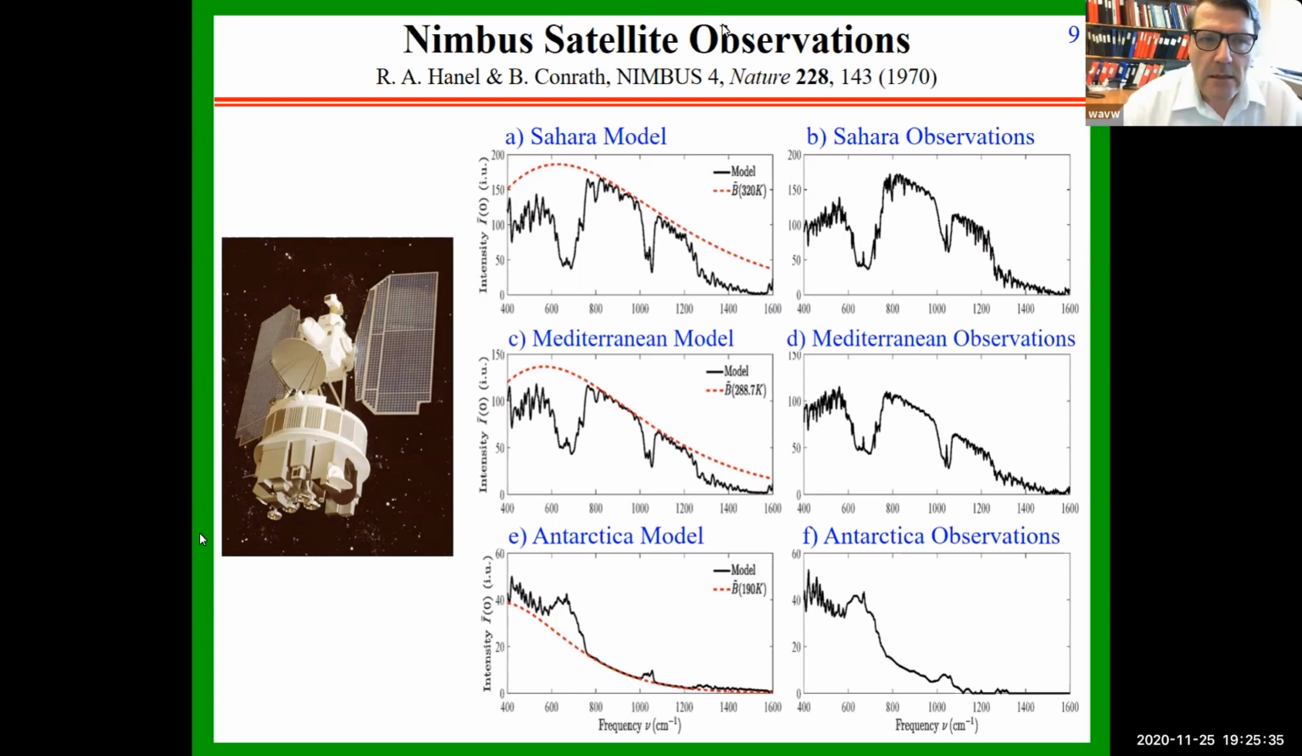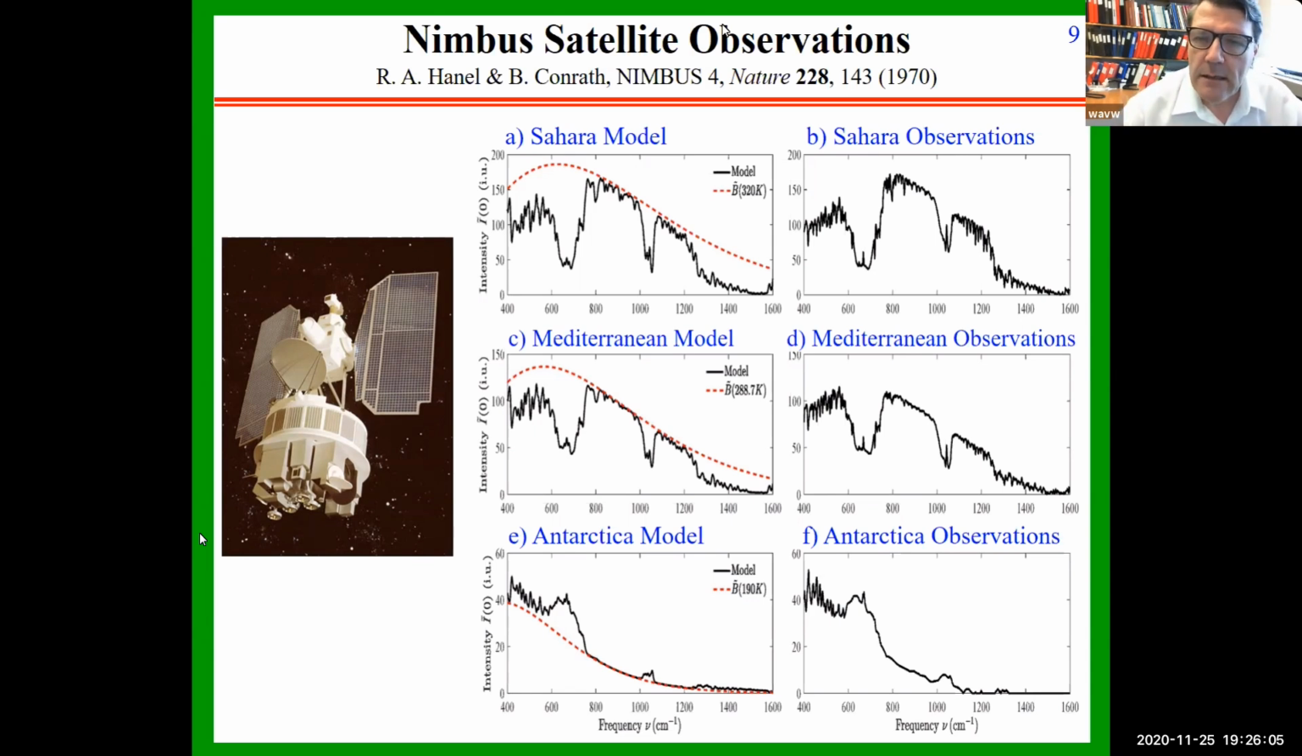Now, we have taken our model, put in the CO2 concentration back in 1970, estimated the surface temperature of the Sahara, and calculated what that data should look like. And if you look at the Sahara model and the Sahara observations, the two seem to agree rather well, in fact, extremely well. Similarly for the Mediterranean.